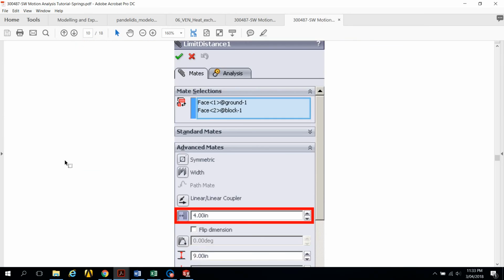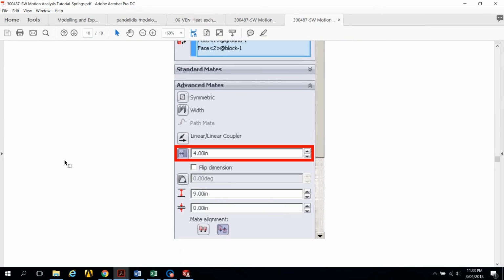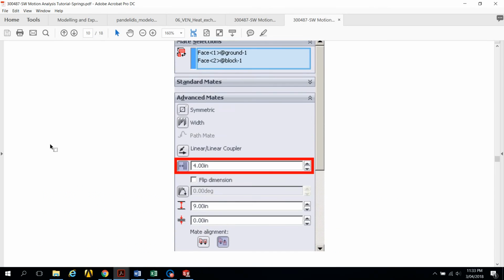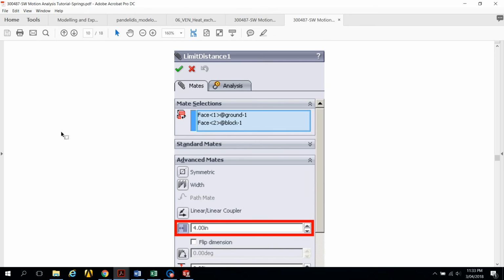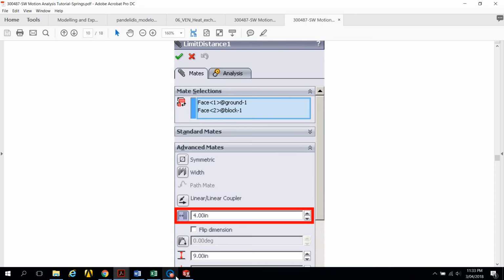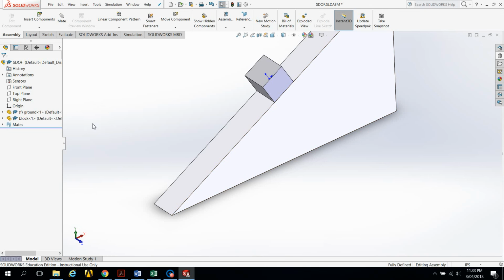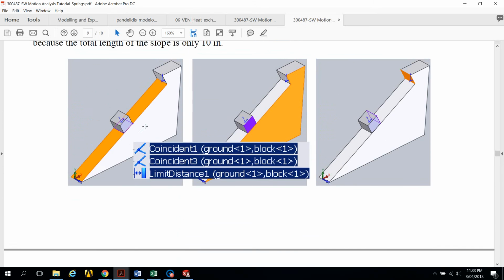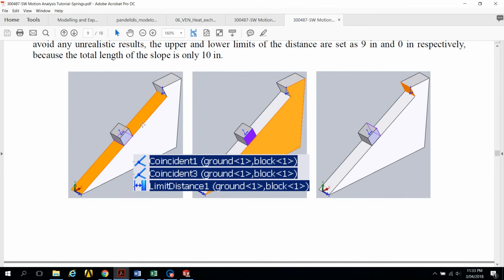So for the limit distance, we're going to set this value to be 4 inches. Okay, we already had the main selection, so limit distance. Okay, it's already been set, so I don't think we have to do this one. Ground and the block.